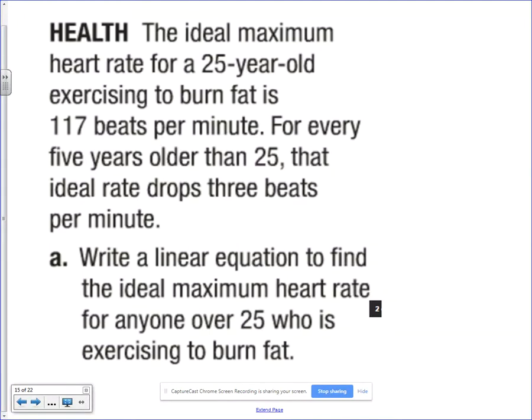At the time that this book was written, it was real. They put factual information in your textbooks. Definitely wouldn't apply to any of you because none of you are 25, right?